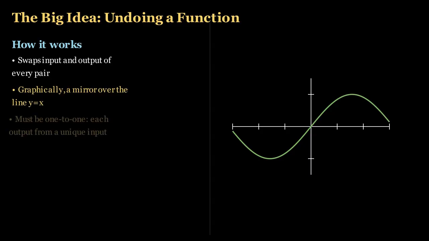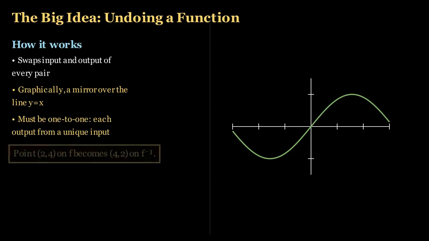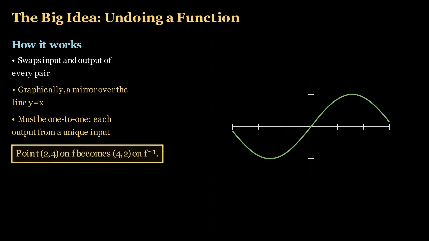But here's a crucial catch, you can only do this perfectly if the original function never gave the same output to two different inputs. If it did, the inverse wouldn't know which one to go back to. A function that passes this test is called one-to-one.